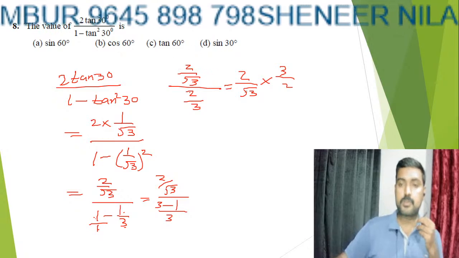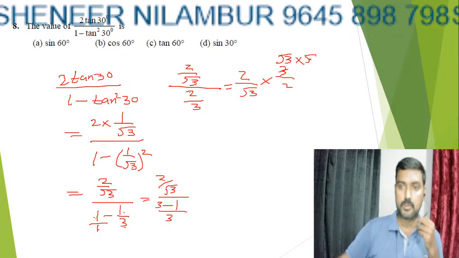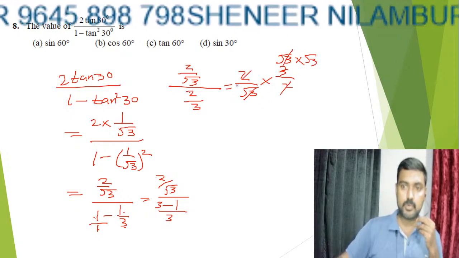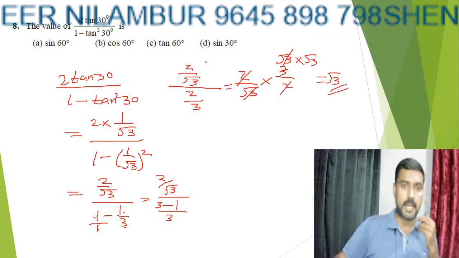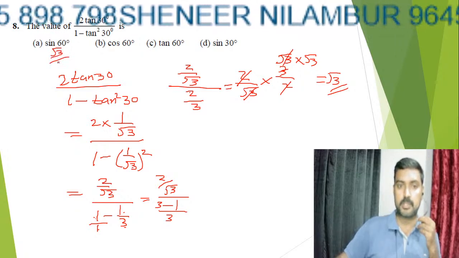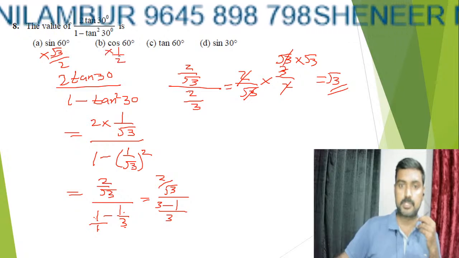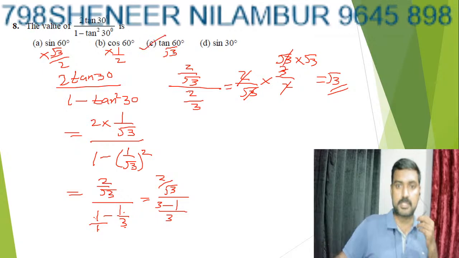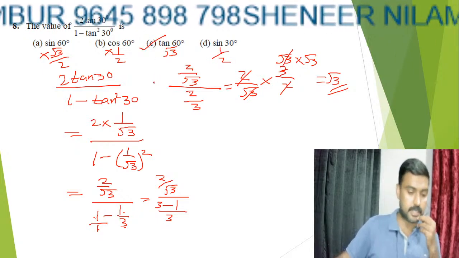Okay, Hima. So here 3 we can write as root 3 into root 3. So what we will get? This root 3 and this root 3 will cancel. This 2 and this 2 will cancel. Last there is only one root 3. And sin 60 is equal to root 3 by 2. So this is not the answer. And cos 60 is equal to 1 by 2. This is not the answer. Tan 60 is equal to root 3. So this is the answer. Sin 30 is equal to 1 by 2. So option C is the right answer.